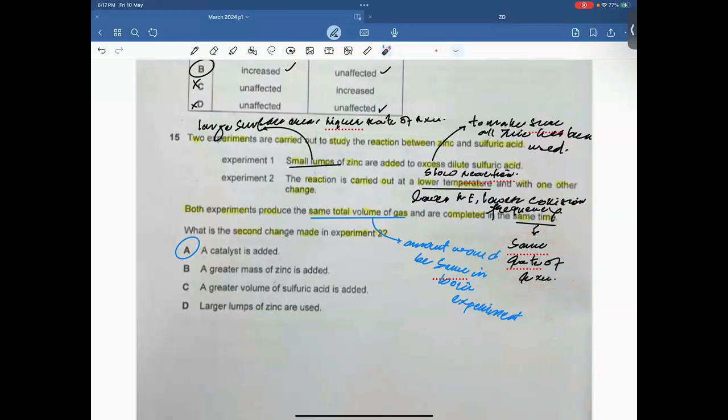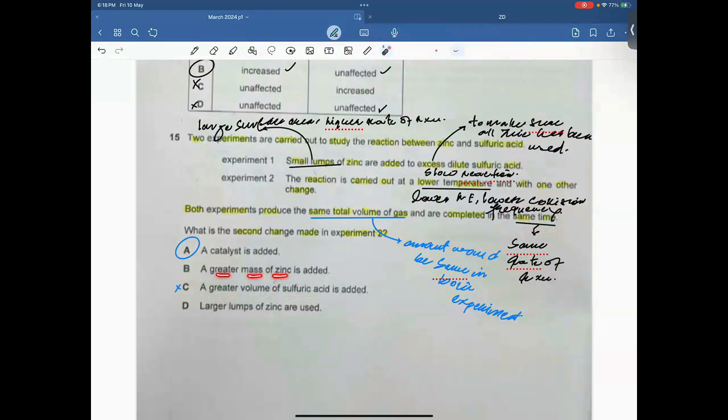Okay. What if we use a greater volume of sulfuric acid? Volume is already in excess. All right. So if we use greater volume, obviously pressure is going to be lower. If pressure is going to be lower, collision frequency is going to be lower. Rate of reaction is going to be lower. And if the reaction rate is going to be lower, obviously the reaction is not going to finish at the same time, which means option C is incorrect. Okay.